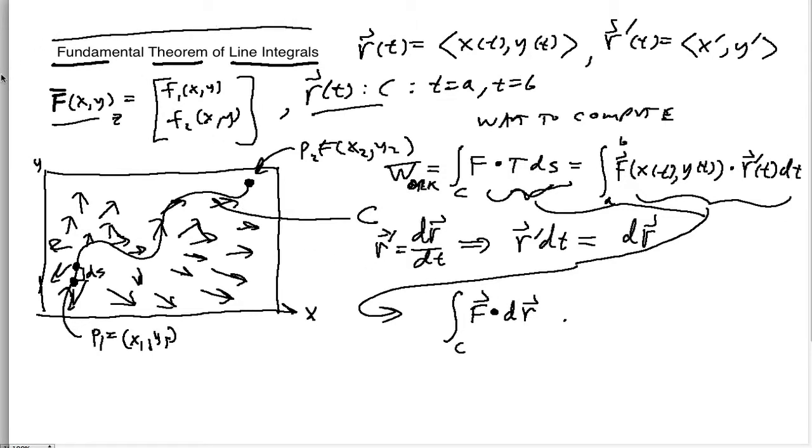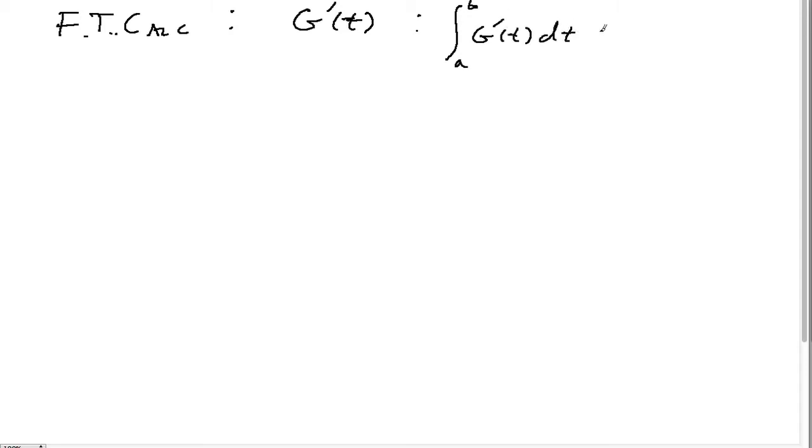And so we're going to invoke what we know about the fundamental theorem of calculus. Recall that if I have a function g prime of t, and it's integrable, so if I want to take the integral of g prime dt, I know that I can find the antiderivative, that this is going to be g at b minus g at a. Sometimes they call this the net change theorem.